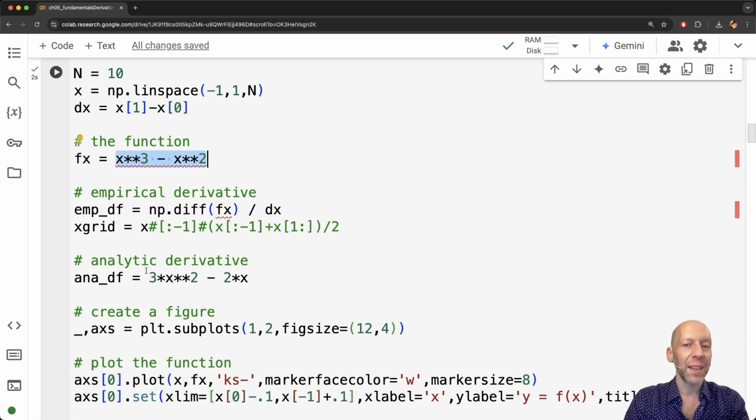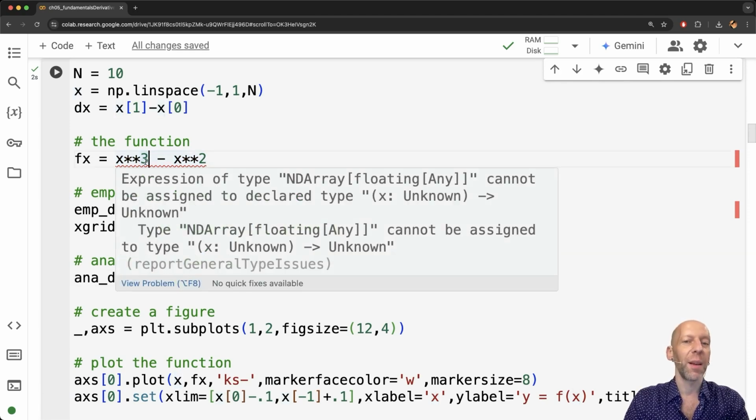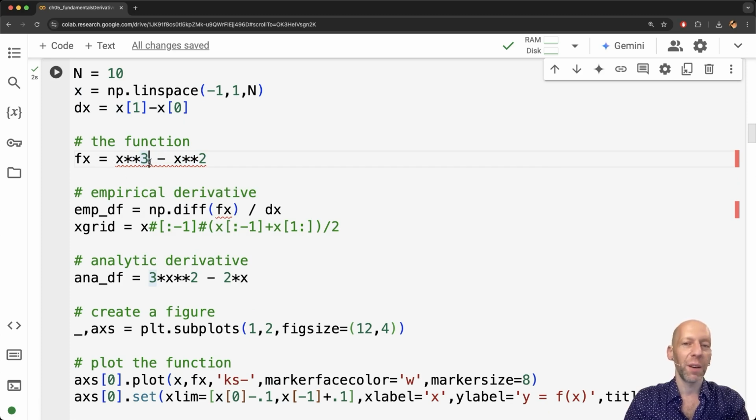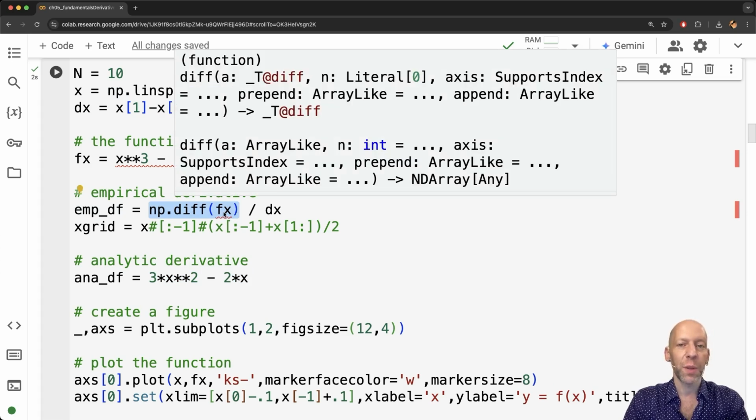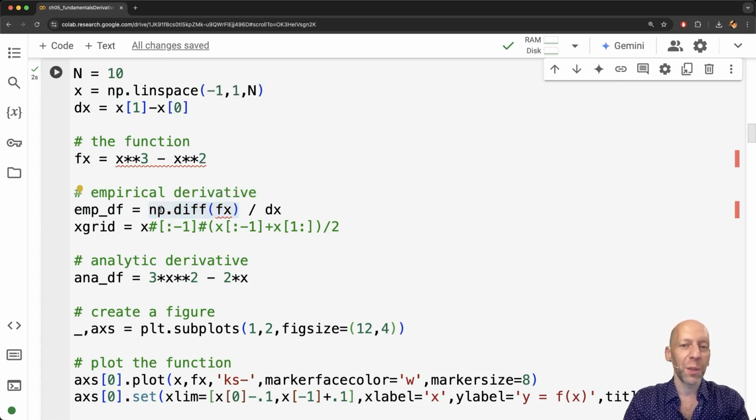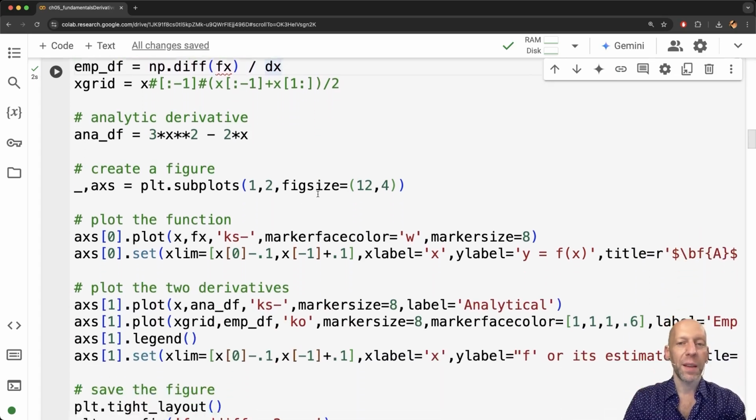Here is the analytic derivative, right? So we apply the power rule. We take this exponent and we bring it down as a coefficient and we knock off 1. And same thing here. So that gives us the analytic, the exact function of the derivative, which is 3x squared minus 2x. And here is where I calculate the empirical derivative, and that is numpy.diff. So for the differences, but you don't even need this function. You could literally just write it out: the function values for each one minus the previous, and then divided by dx. Okay, and then make the plot.